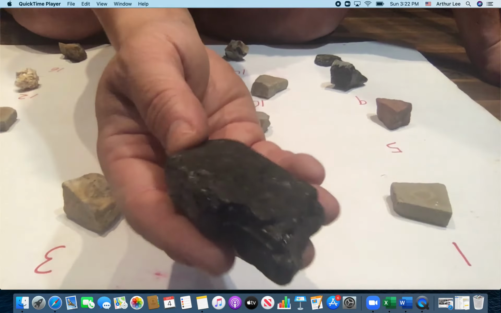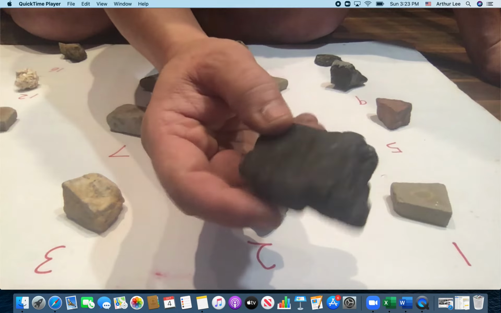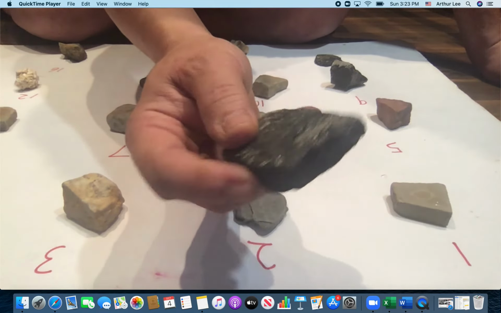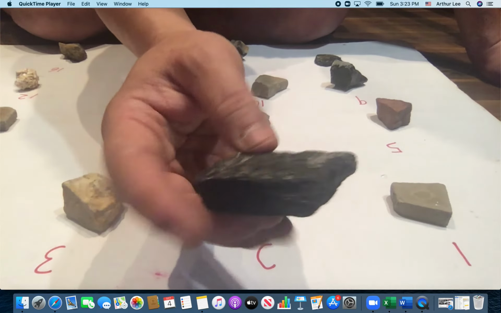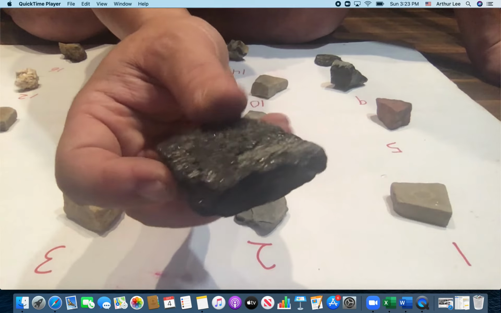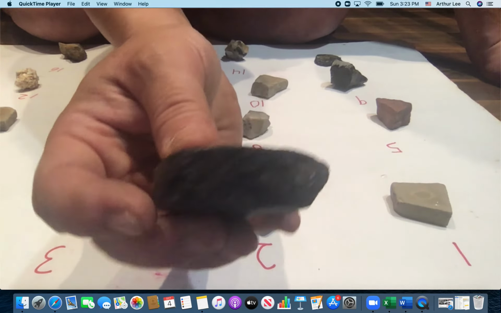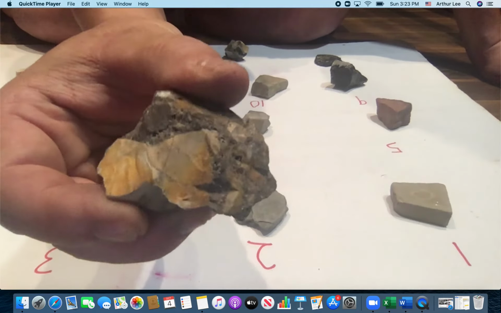Sample number 15. This is from the great state of Tennessee. You could burn this rock and it might heat your home up for a few seconds. If you had more, it'd heat your whole house up.